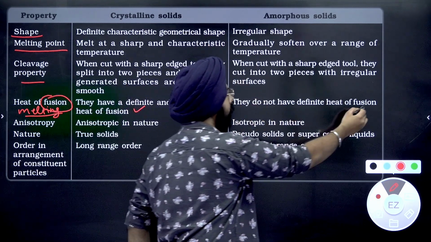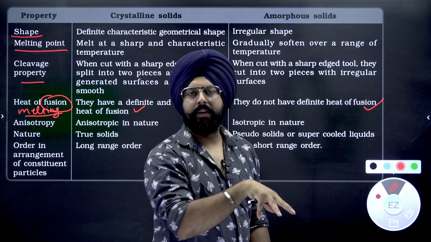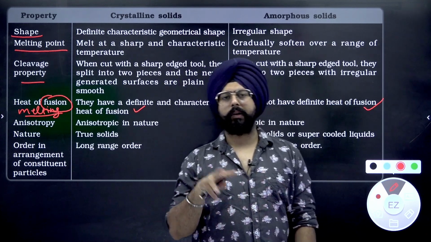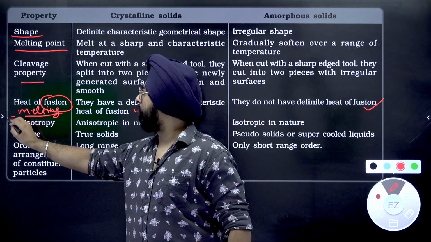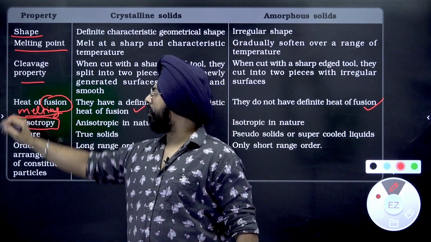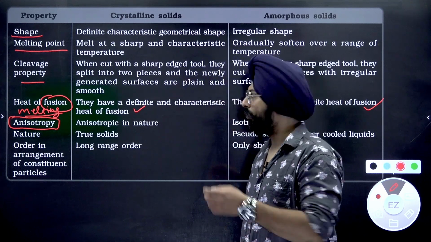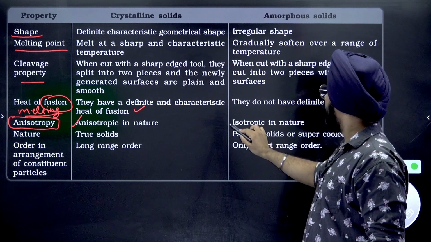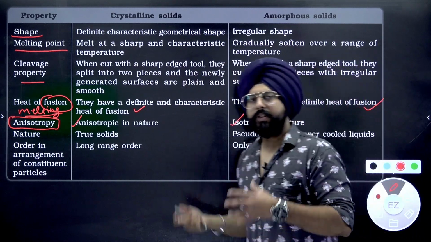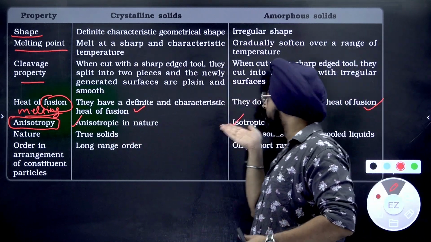They don't have a definite heat of fusion because different segments of your amorphous solid will require different amounts of heat. Anisotropy, this is very important. Okay, this is very important. This is something new. These are anisotropic in nature and amorphous are isotropic in nature. Let's first understand what anisotropic and isotropic mean.